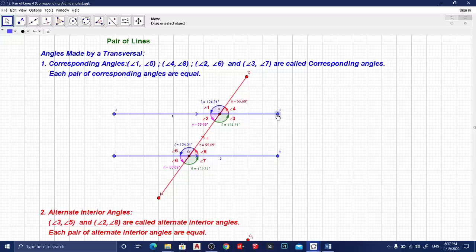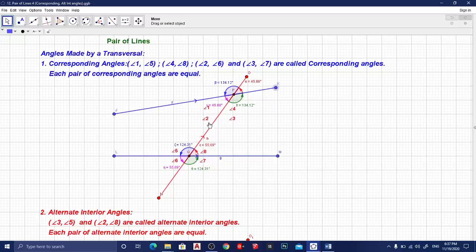If the given two lines are not parallel to each other, for example like this, then observe here, this angle is changed to 134.12 if it is moved like this, and this is not moved, and this is actually 124.31 only. Observe here. Now also you can tell that these two angles are corresponding to each other, because they are forming at the same place. Even though they are the corresponding angles, they are not equal to each other, because these two lines are not parallel to each other.